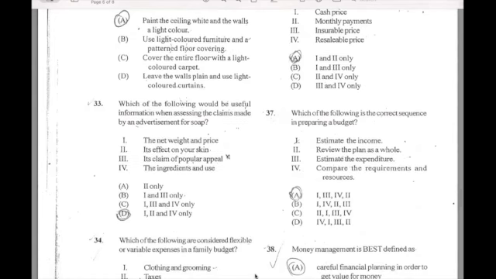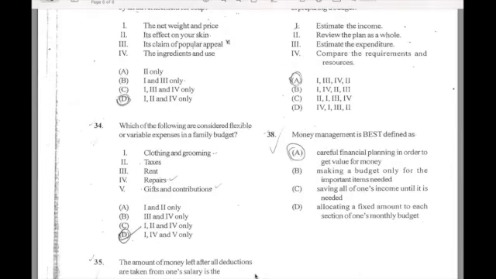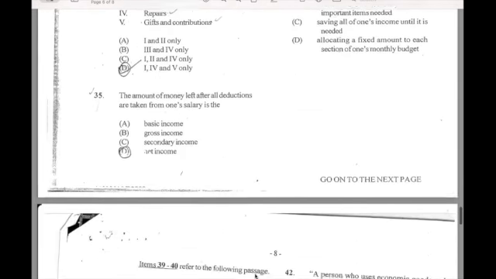Which of the following is the correct sequence in preparing a budget? You have estimate the income, review the plan as a whole, estimate the expenditure, compare the requirements and resources. So we are going to estimate the income, then estimate the expenditure, compare the requirements and resources, and finally, review the plan as a whole. 38. Money management is best described as A. Careful financial planning in order to get value for your money.